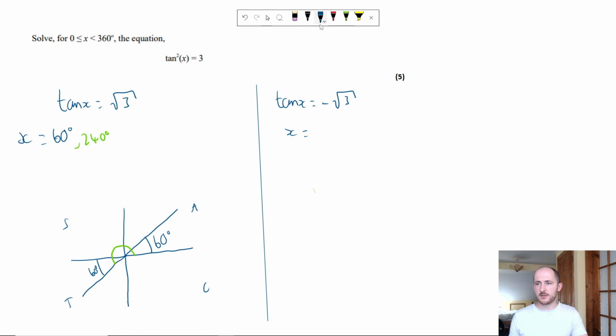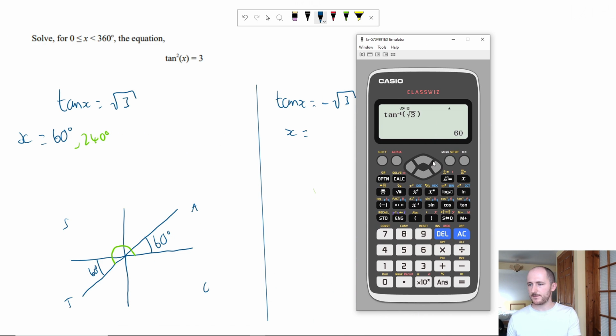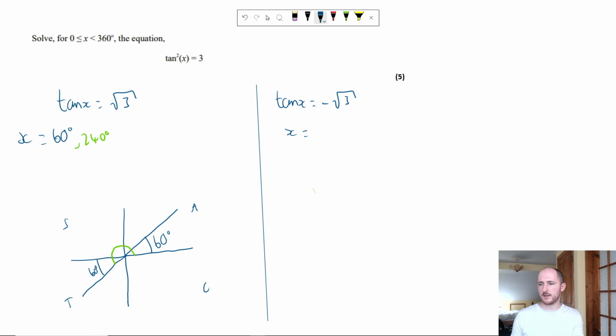Cool. Now let's do the same thing, but with negative root 3. So change that to a minus sign. Negative 60. Probably could have worked that out ourselves, but it's always nice to double check. So let's go through it. If you remember, whenever you have a quadratic, so a squared, it generally speaking increases the number of answers that you have. Generally, it actually doubles them. So let's see if that holds true for trig equations.